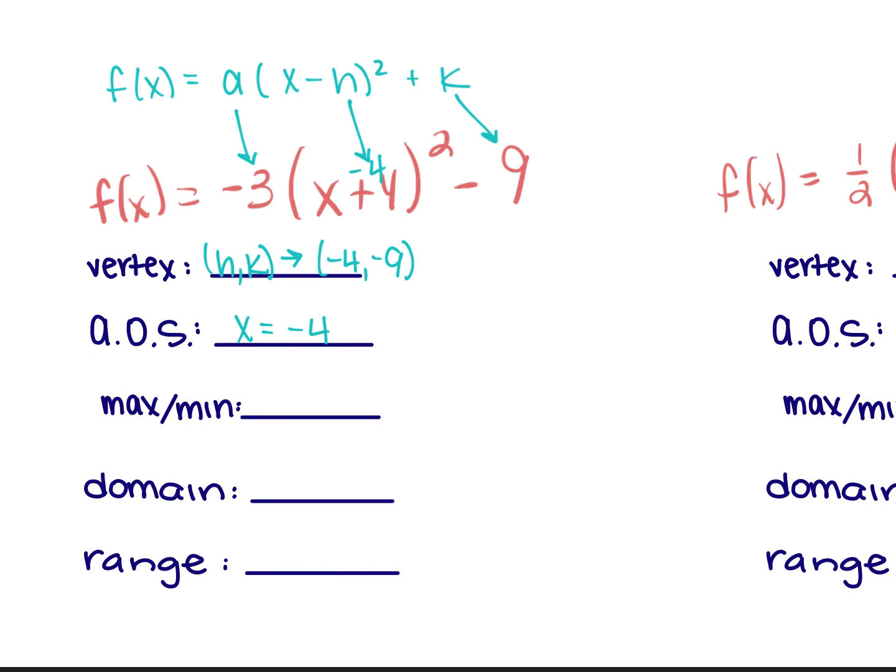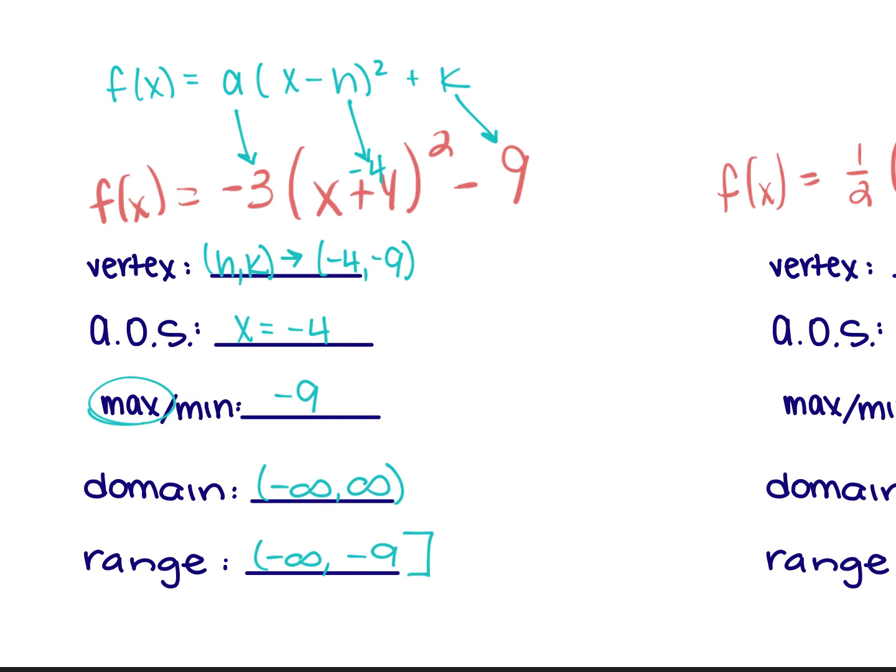Your maximum or minimum is told by the a value. Your a is negative, so that parabola opens down, which means you have a maximum. What is the maximum? What's your y value from your vertex? Negative 9. Your domain, it's a parabola, so automatically negative infinity to positive infinity. Your range, your y values that are covered, it opens down. So you're going to go from negative infinity. What's the highest point that you have? The negative 9. So it's just from negative infinity to negative 9 for your range.